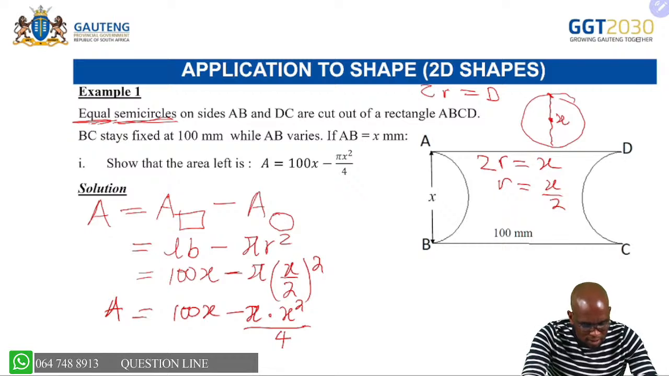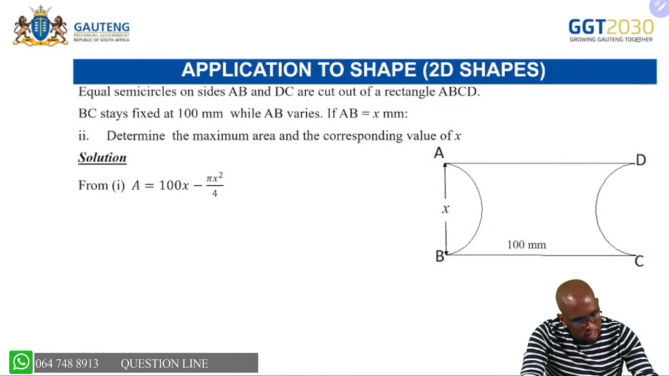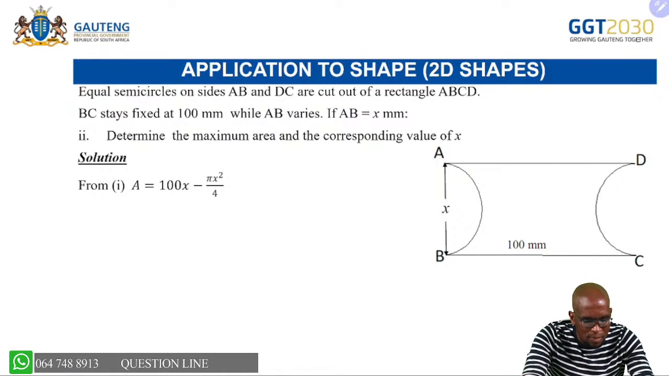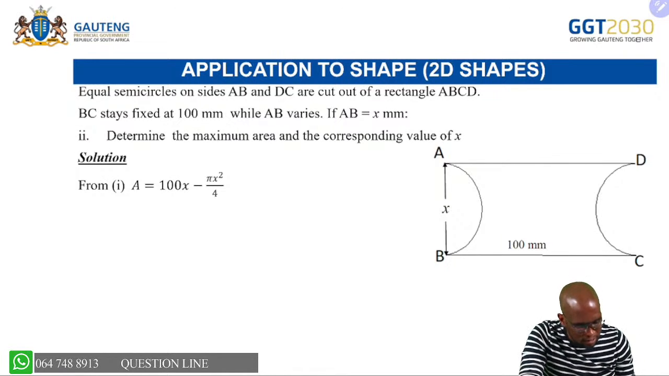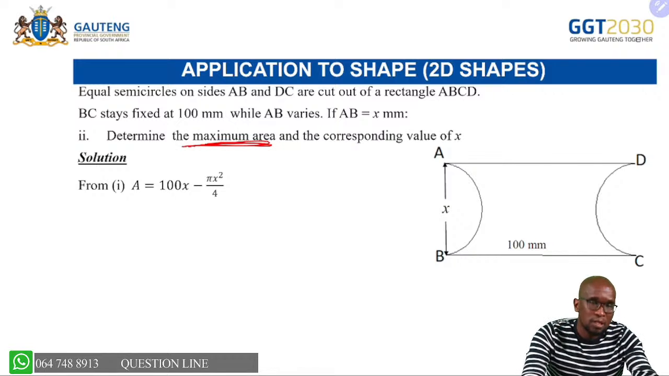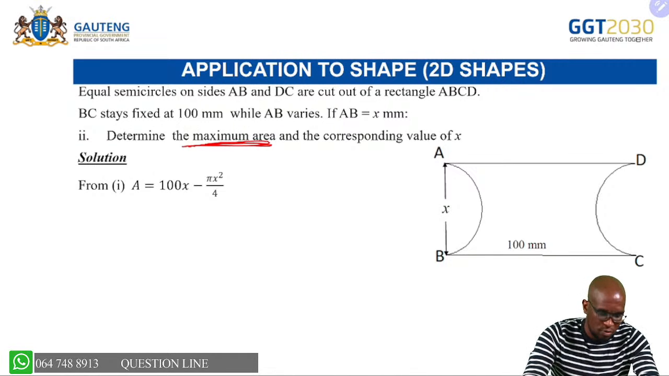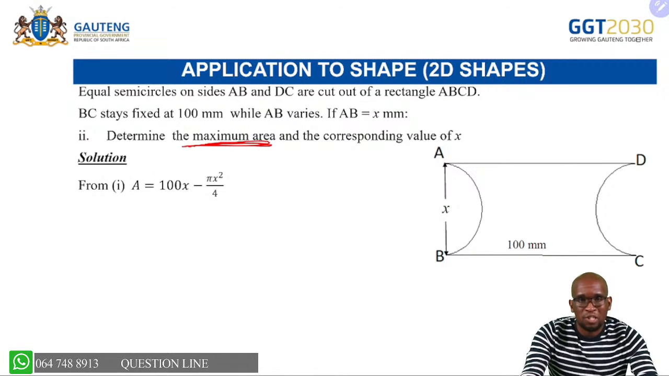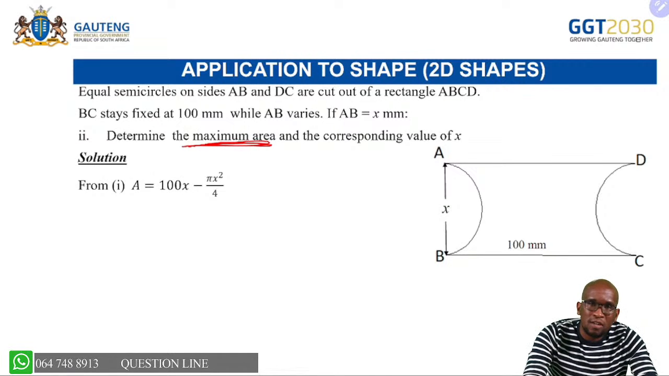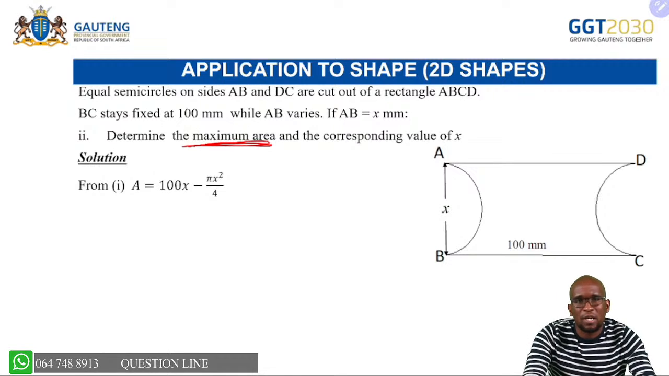Right, moving right along. Determine the maximum area and the corresponding value of x. Now, they are bringing in the word maximum. We want to maximize the area. And in order to maximize, remember when we started with our background, we said we need to differentiate that objective function, and then we equate the derivative to 0. We'll find the value of the variable at which the maximum area would occur, and then we use back substitution to determine the maximum area.